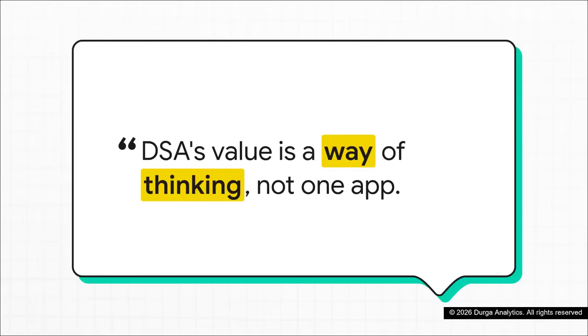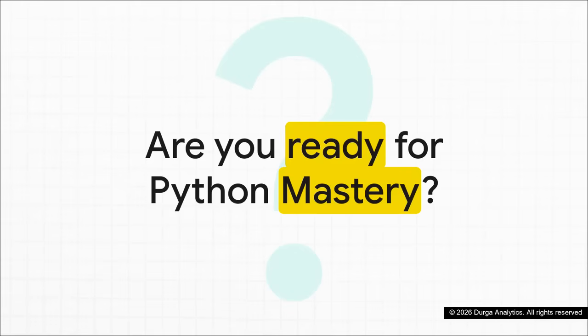Always keep our core philosophy in mind. DSA's value is a way of thinking, not one single app. This foundation is the shared language of computer science. It gives you a career-long capability to reason about computational cost, justify your technical architecture choices, and analyze the results like a true principal engineer. Huge congratulations on completing Module 2 of the Programming and Software Engineering track. Your blueprint is ready, your toolkit is fully documented, and you know exactly how to leverage it.